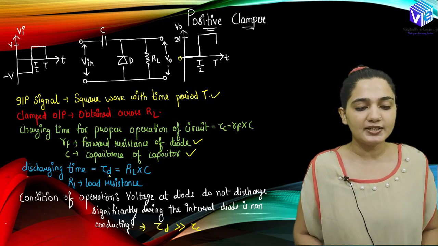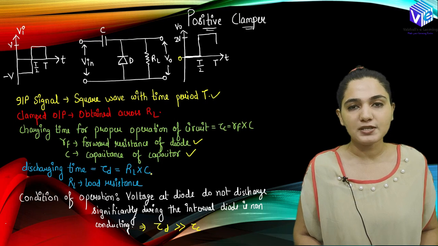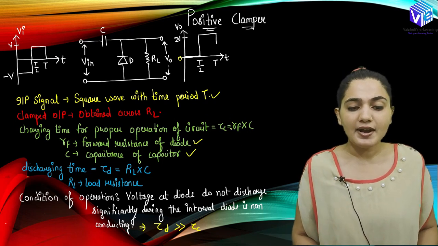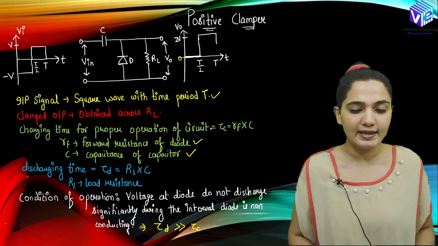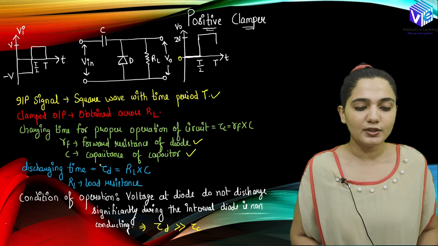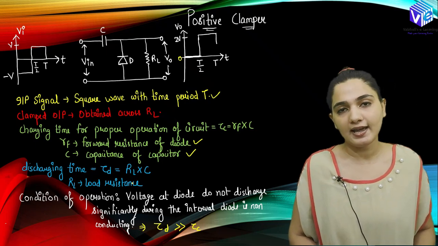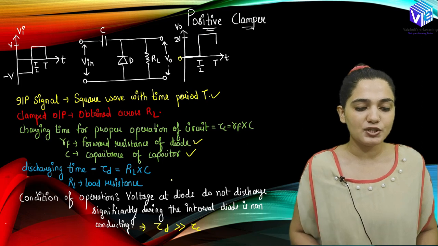Now discharging time is equal to tau D. It is RL into C. You can see here RF, the forward resistance of the diode, is very small, so I can say the charging time is very less as compared to the discharging time, because RL I have taken to be very large. So RL is the load resistance which is very large.